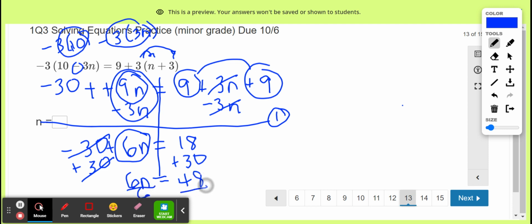Divide both sides by 6. 6 divided by 6 will give you n, and n equals 48 divided by 6, which equals your solution.